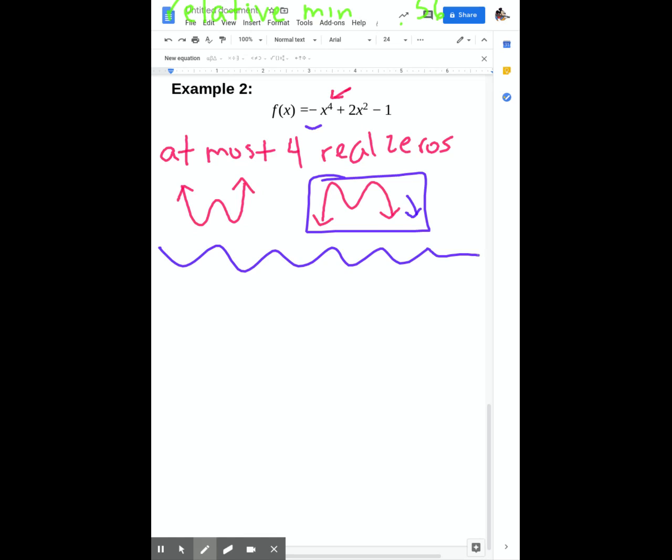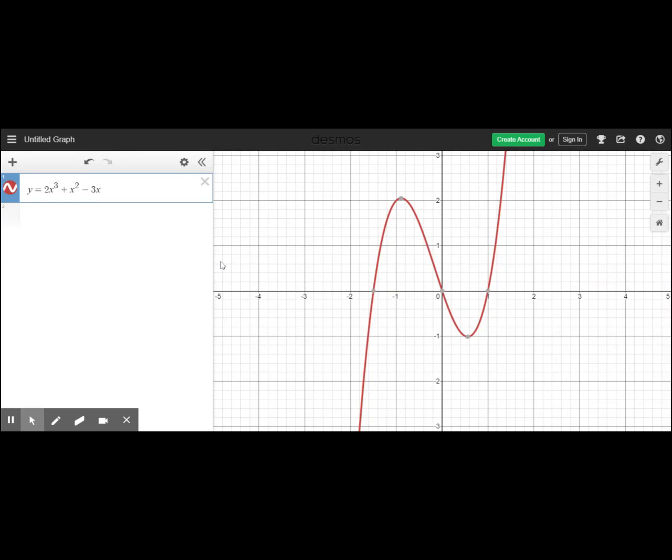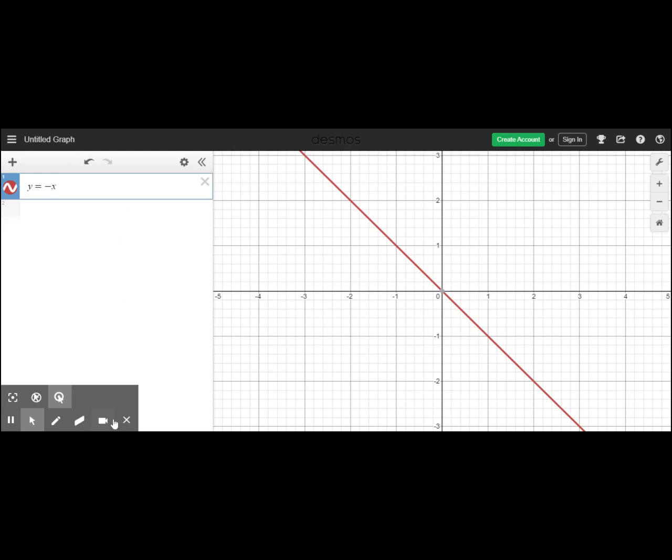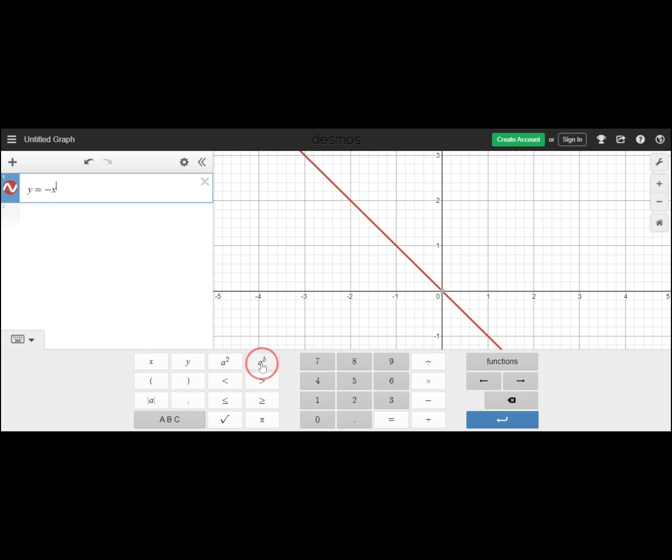And now that I've got that information, I'm going to jump into Desmos. I'm going to type this equation in, and then I'll come back here and jot down what I found. Okay, so I am back at Desmos. Still have our equation that we did just a second ago, so I'm going to delete this and type my new equation in. So y equals, or f of x equals negative x to the fourth, plus 2x squared minus 1.